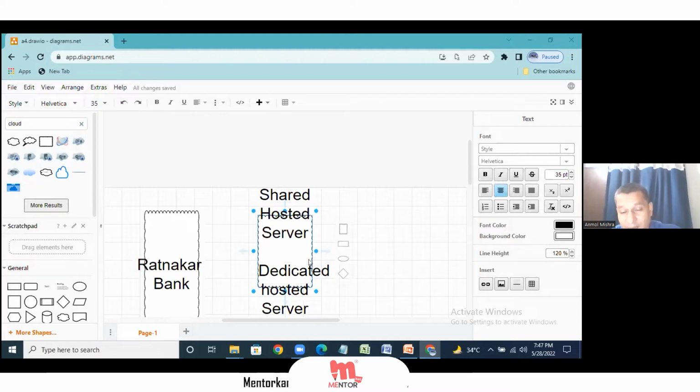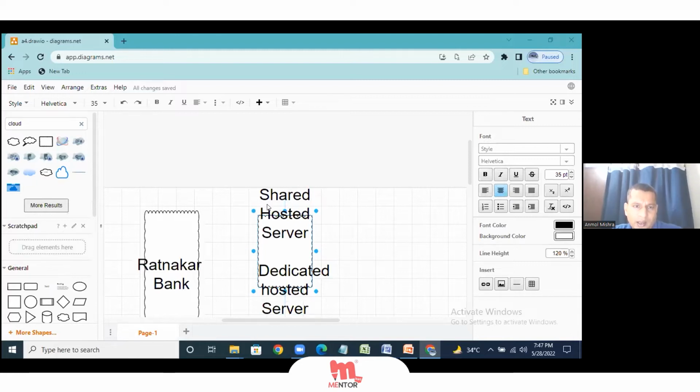Shared hosted is a very important word. If you have any doubts regarding shared hosted or dedicated hosted, please raise your hand and ask the question, because shared hosted and dedicated hosted are very important terms. Clear or any question? Please, once again, can you write a one line definition? Right, a one line definition.